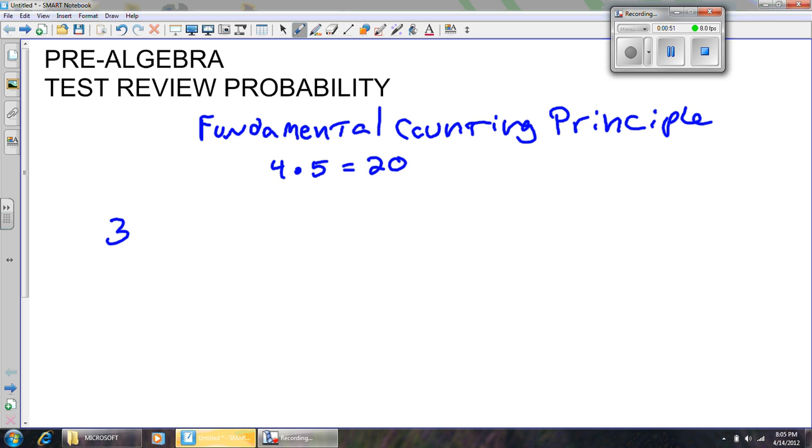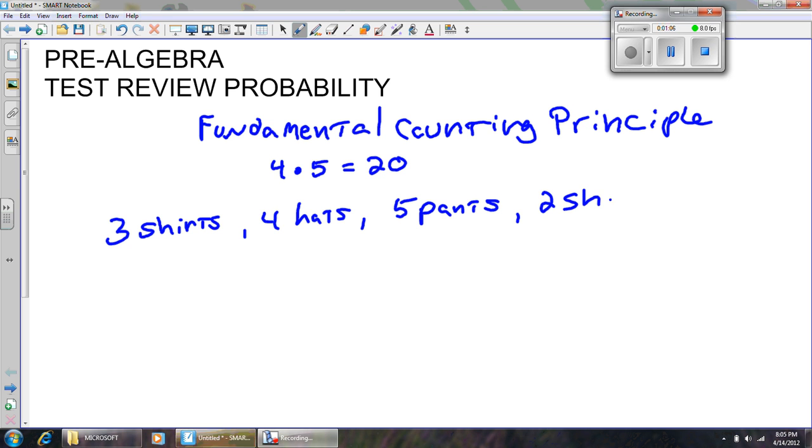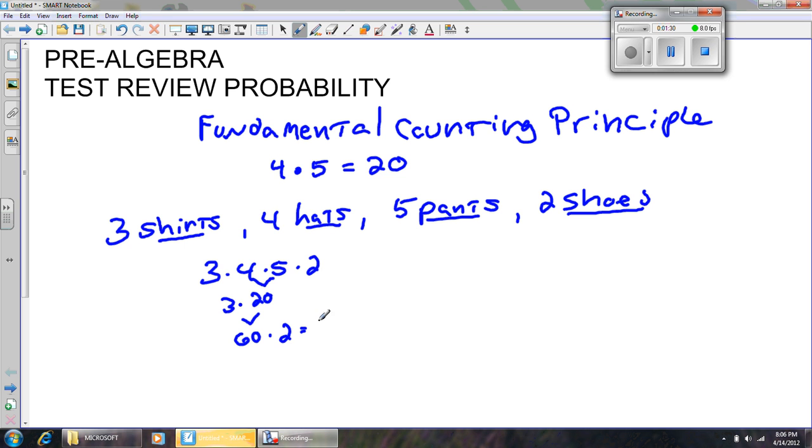So if I have 3 shirts, 4 hats, 5 pairs of pants, and 2 pairs of shoes, how many different outfits can I make? And remember, we're assuming that each outfit consists of 1 shirt, 1 hat, 1 pair of pants, and 1 pair of shoes. Well, I can take 3 times 4 times 5 times 2. And I know that 4 times 5 is 20. And I know 3 times 20 is 60. And times the 2 that I didn't use, that is 120 different outfits.